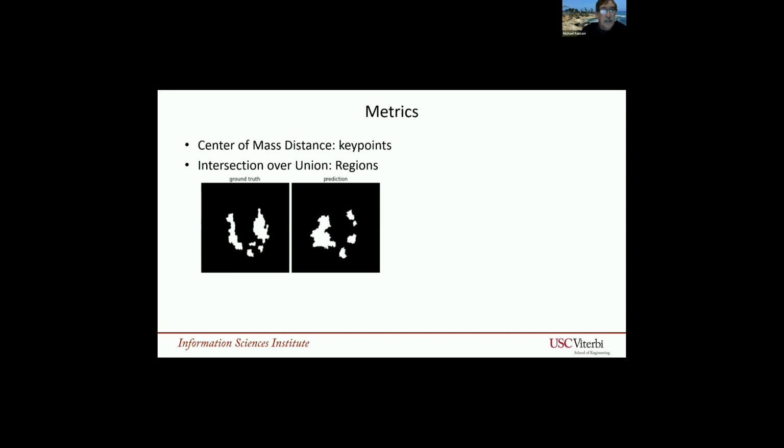So the intersection identifies what areas are in common between the ground truth and the predicted explanation. And the union indicates what's in one image or the other. So a large intersection means you're identifying it correctly. If the union's too large, it means you're including irrelevant areas.